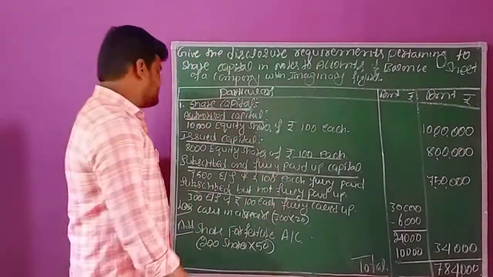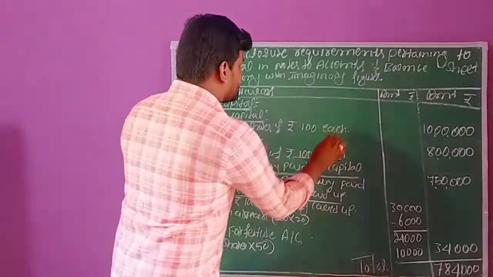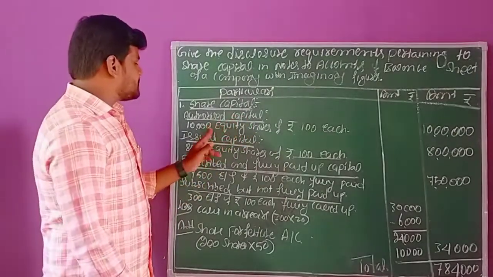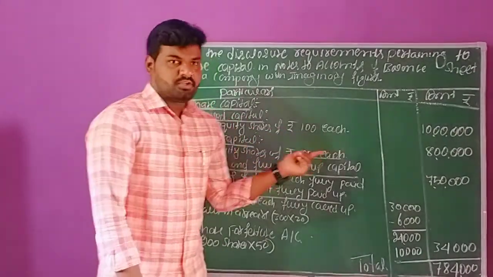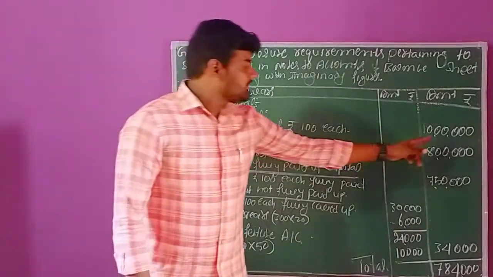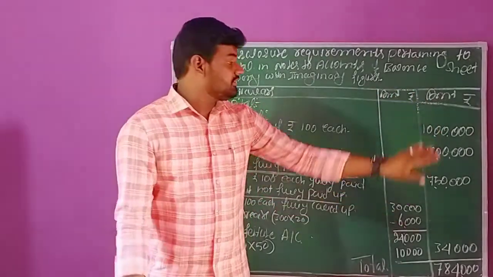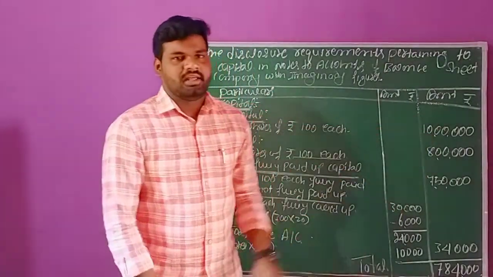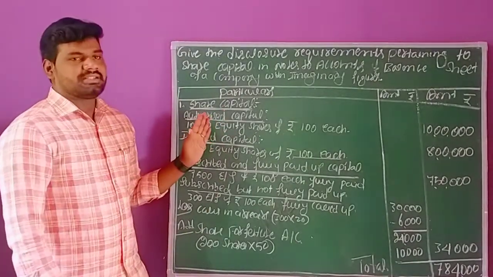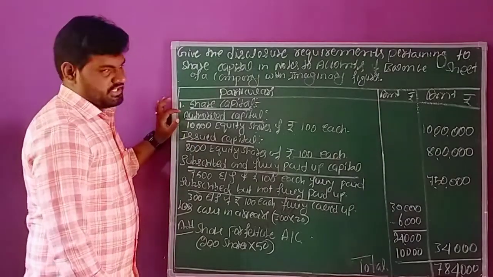In this company, 10,000 equity shares of rupees 100 each, just as an example. The value of each share is 100 rupees. So 10,000 into 100 means 10 lakhs rupees. This is the maximum amount of capital we require. So totally 10 lakhs rupees is the total authorized capital of this business organization. This is the first stage.